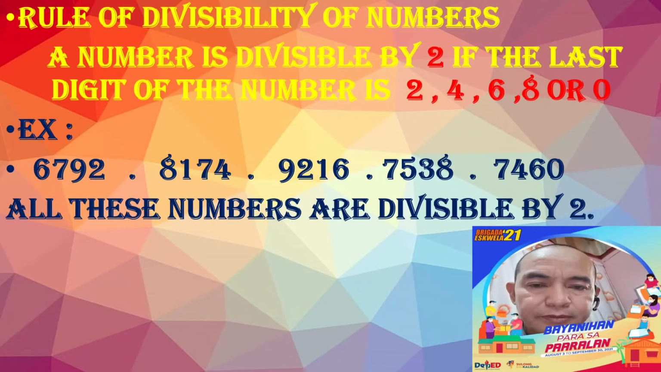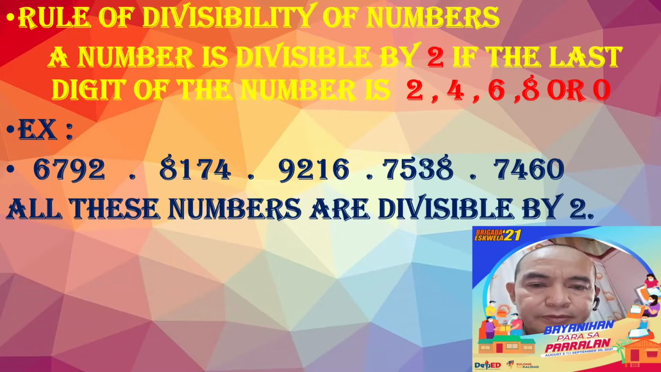Now, the rule of divisibility by number 2. A number is divisible by 2 if the last digit of the number is 2, 4, 6, 8, or 0. In short, a number is divisible by 2 if the last digit of the number is an even number. Just like what we have: 2, 4, 6, 8, or 0. These numbers are even numbers. Therefore, even without performing the actual division, we can say that these numbers are divisible by 2.